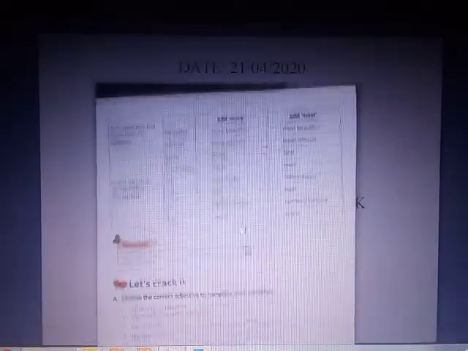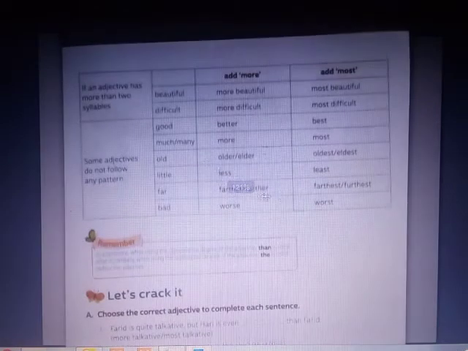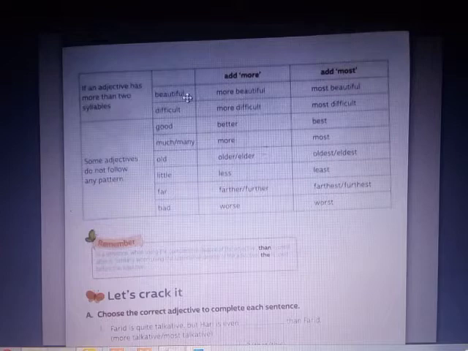So today we're going to complete it. If an adjective has more than two syllables, like beautiful, difficult, we add more and most: more beautiful, most beautiful, more difficult, most difficult. In comparative we add more, and in superlative we add most. And some adjectives do not follow any pattern.